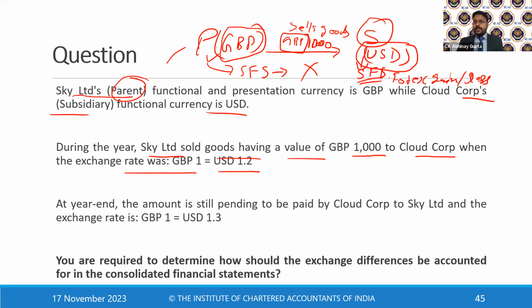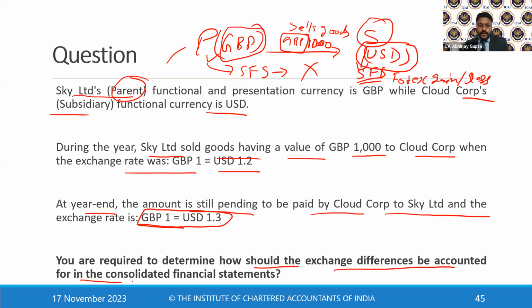In SFS, standalone financial statements. Now, at the year end, the amount is still pending to be paid by the subsidiary company to the parent company, and the exchange rate on the year end date is GBP 1 to USD 1.3. You are required to determine how the exchange difference should be accounted for in the consolidated financial statements.